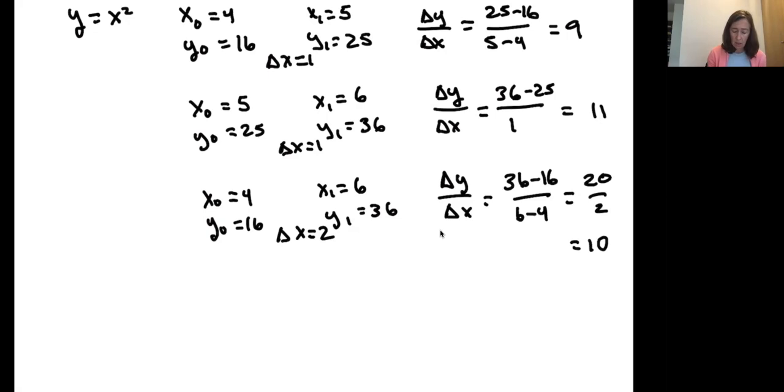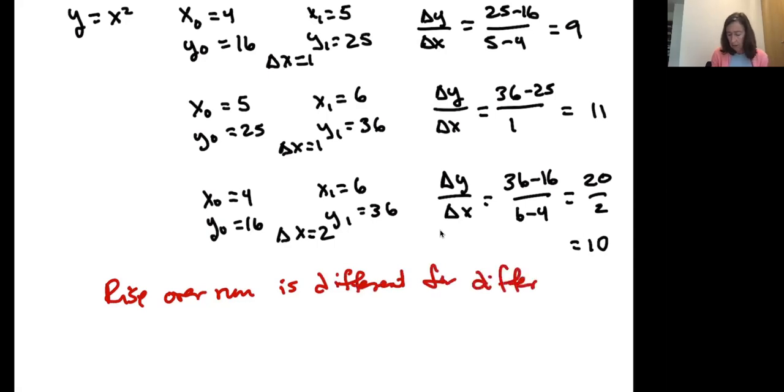The answer for calculating rise over run is different for different starting values and different levels of delta x. Okay.